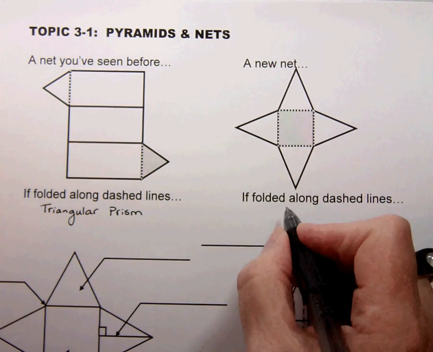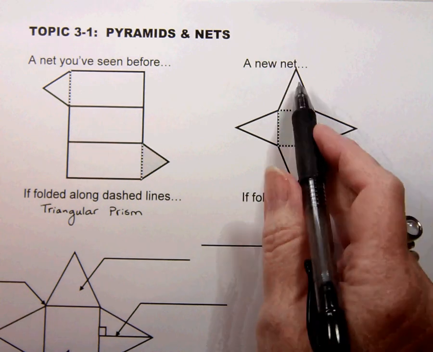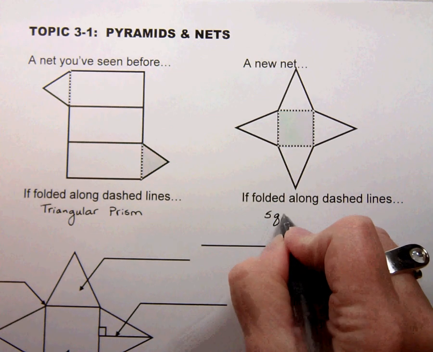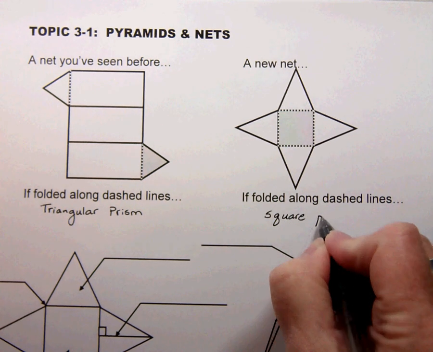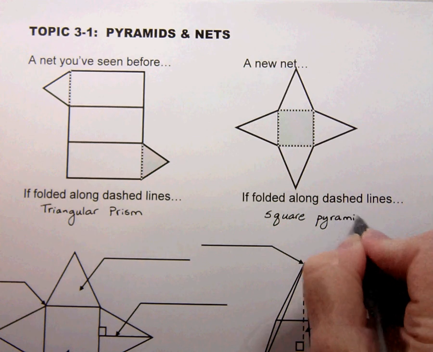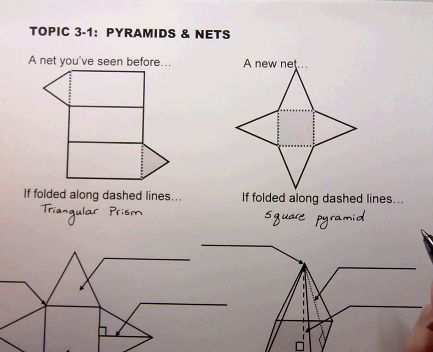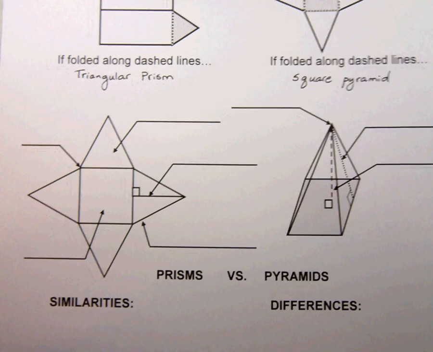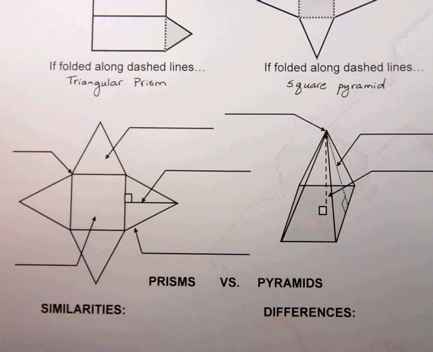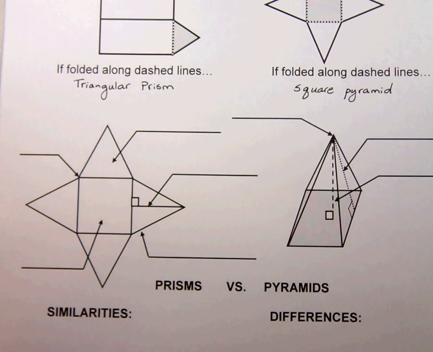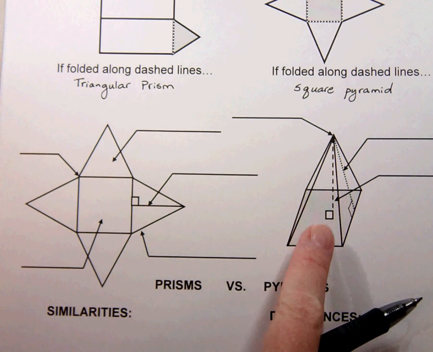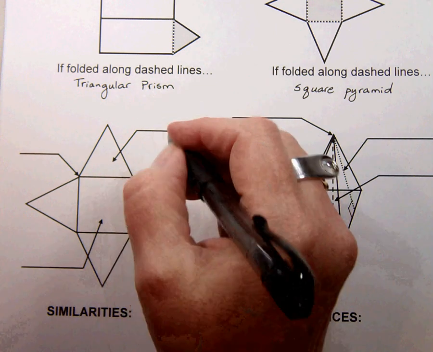If you look at the next one and you fold this one, these are all going to come up to one point, and this one has a square base, so this one's called a square pyramid. And that's turning a net into these three-dimensional shapes. Let's look at the diagram below where we're going to label the parts of a net and one that's drawn in 3 dimensions, or looking to be 3 dimensions.